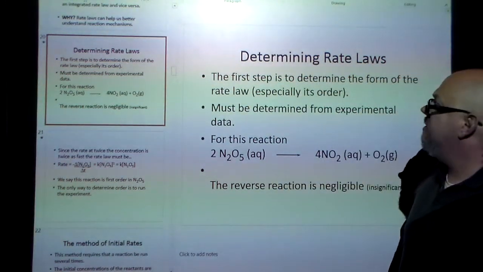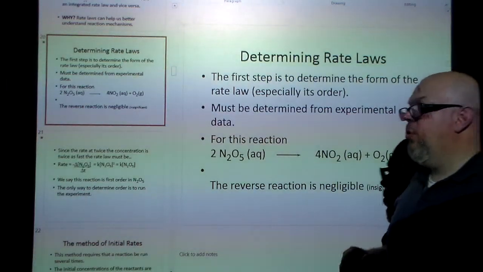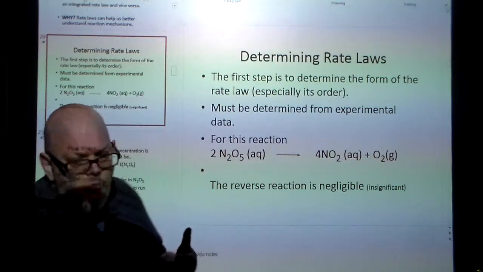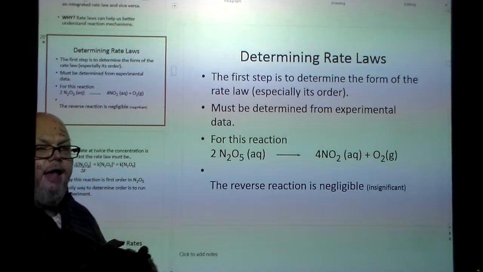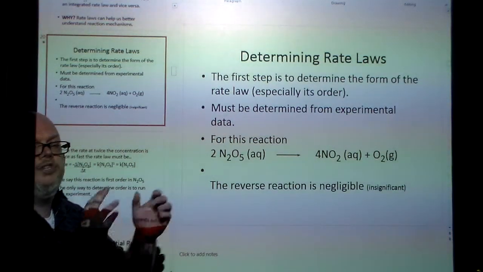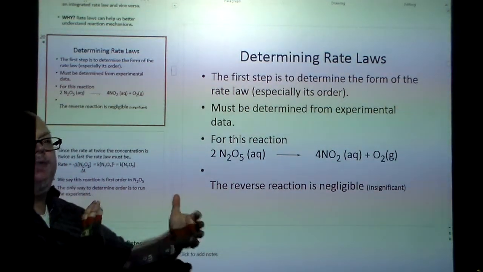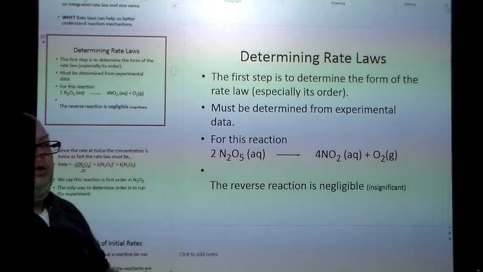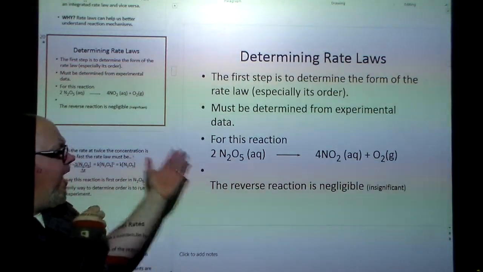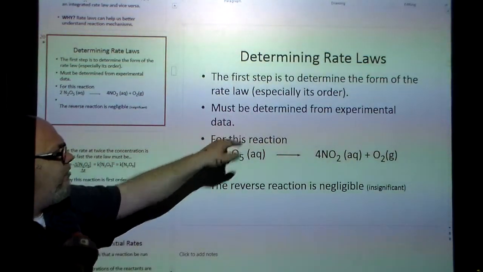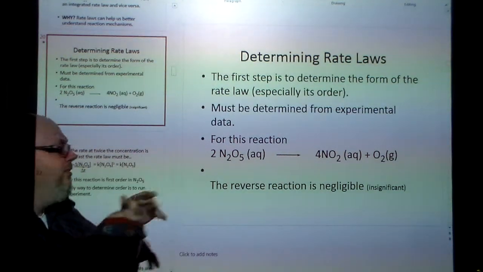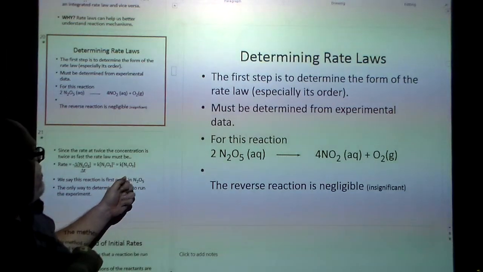Well, the first thing we have to do is look at the form of the rate law, especially its order. What do we mean by the order? Well, we need to find the K, our constant value, and what exponents the concentrations of the reactants need to be raised to in order to make that work. But again, you can't look at a chemical equation and tell. So we have to determine that from experimental data, which means we're going to have to determine the actual data as far as what happens.